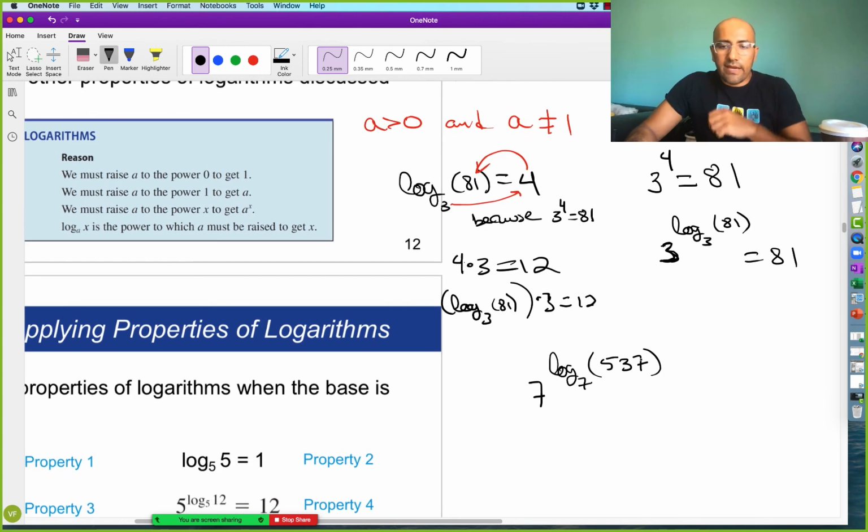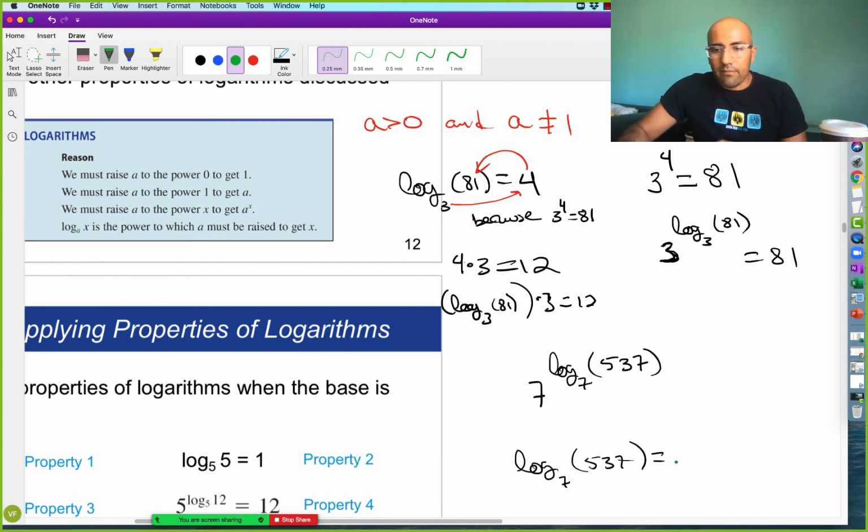Okay, so I can kind of think about this on the side. What is log base 7 of 537? I don't know. It's equal to some number. Let's leave it as a variable. About, I don't know, it equals m. And it equals lowercase q.